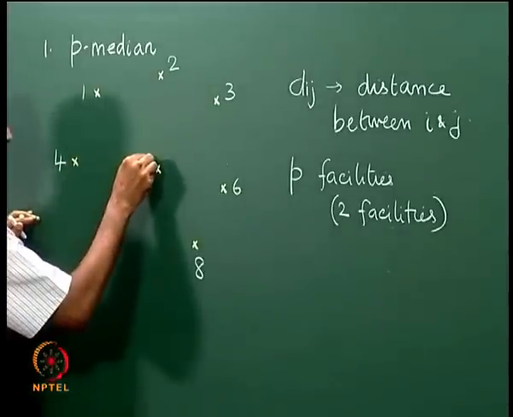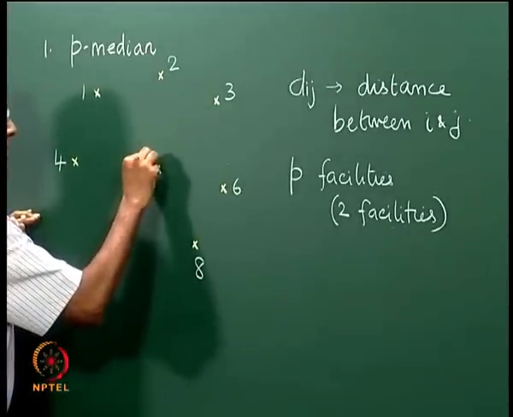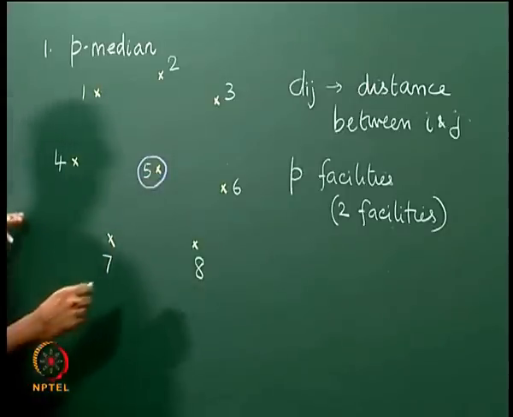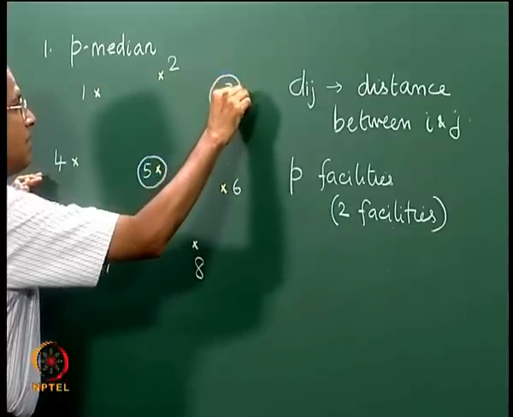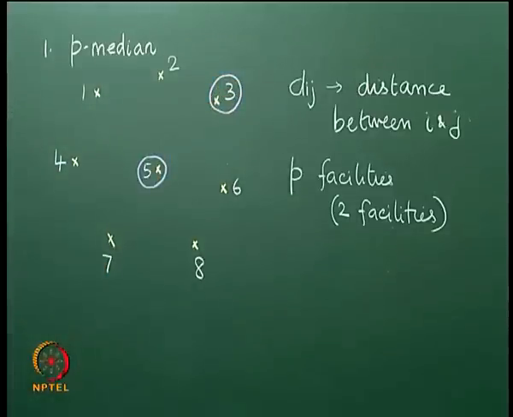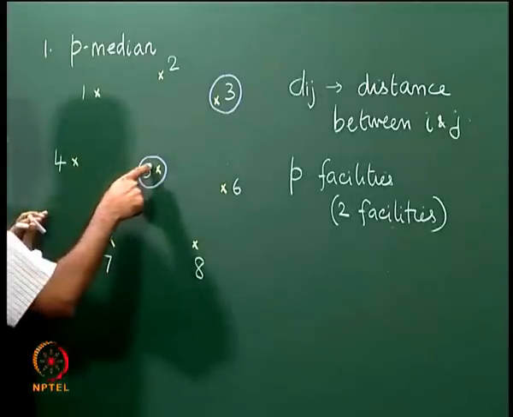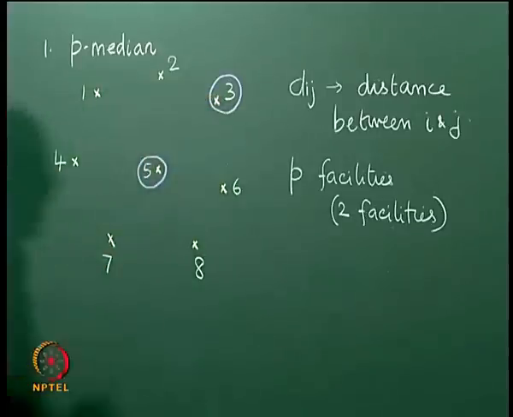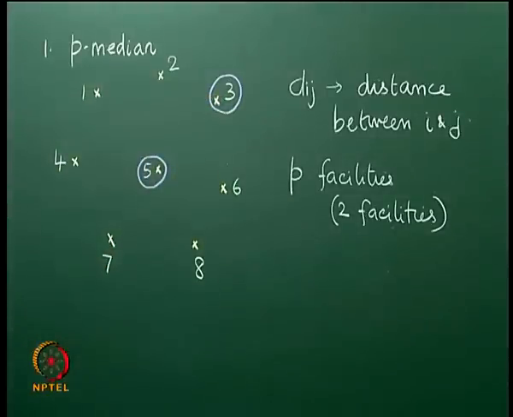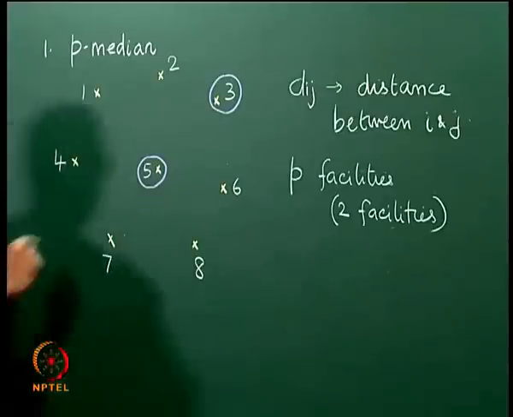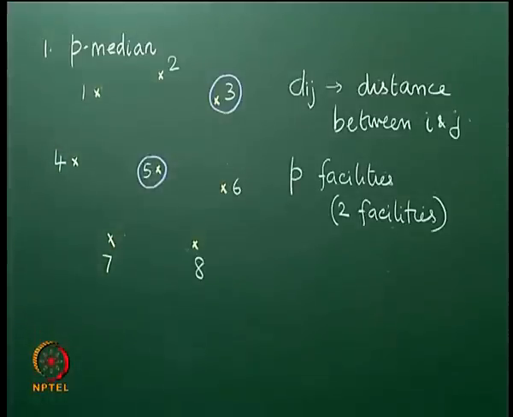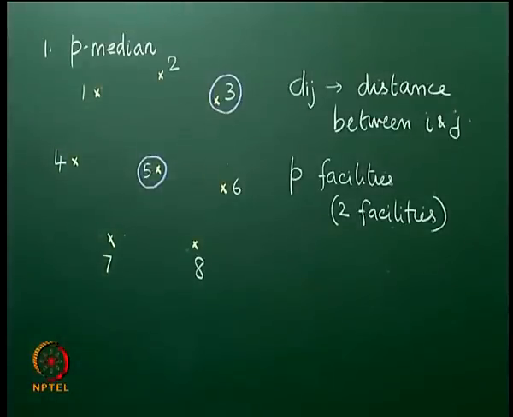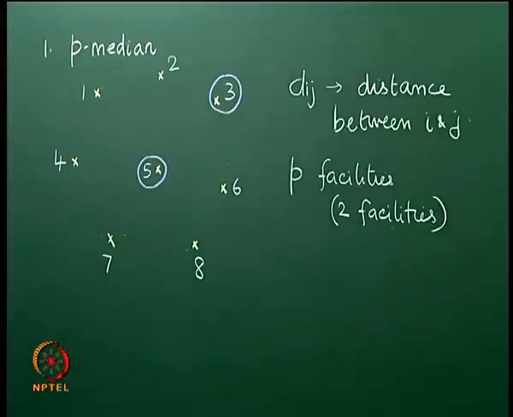Example, if we decide to have say 5 and 3 as the 2 facilities, if we decide to do that, then say we are going to locate facilities in these 2 points, and we will find out to which facility the remaining 6 points are to be attached, such that there is minimum distance.